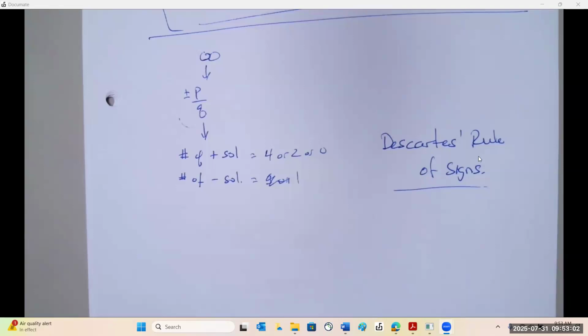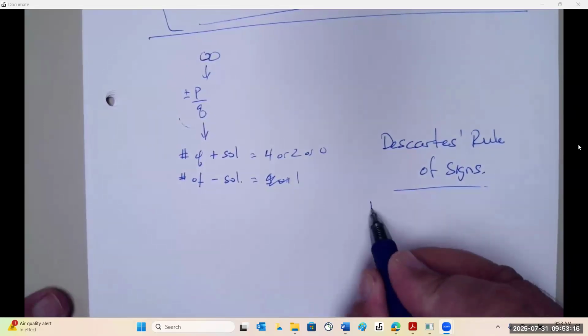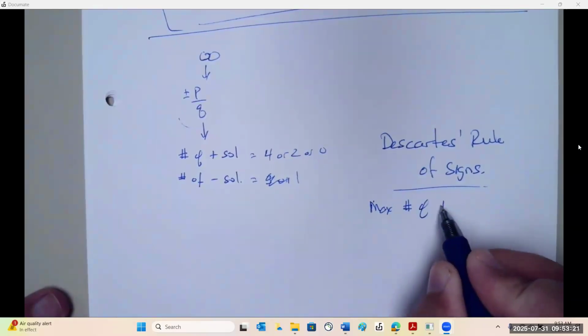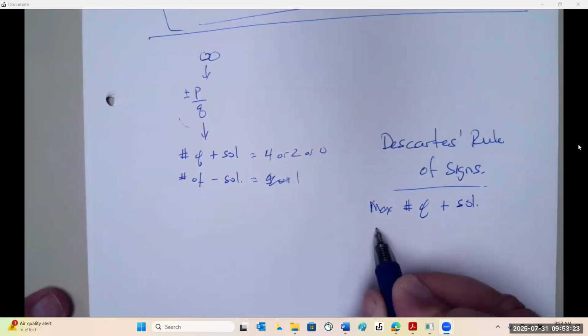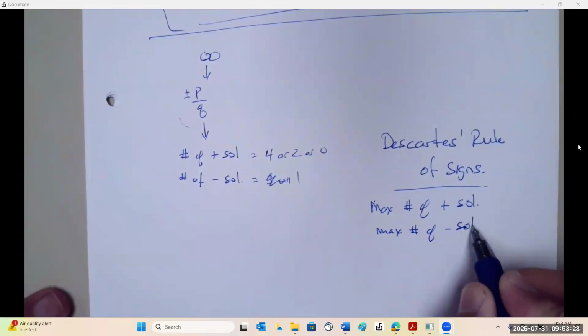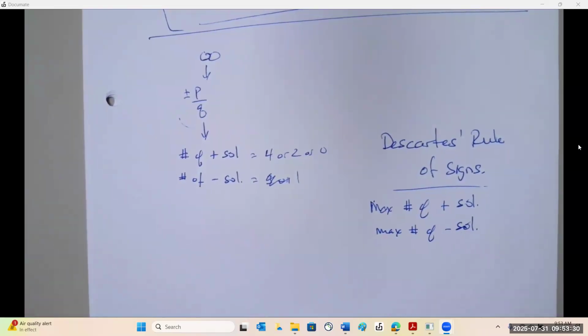You've heard of Descartes before. He's the guy who invented the Cartesian coordinate system, the xy graph. Descartes' rule of signs tells you the maximum number of positive solutions and the maximum number of negative solutions, whether they're integers, imaginary, radicals, or not possible.